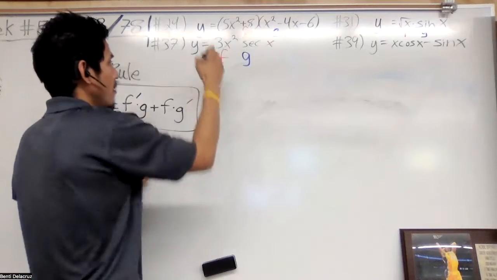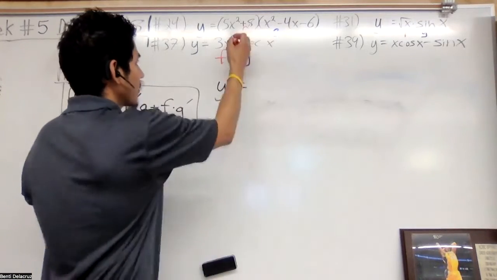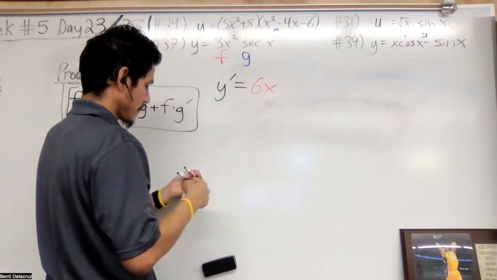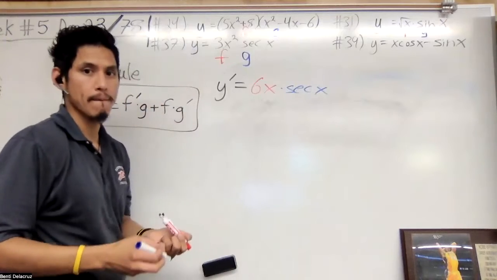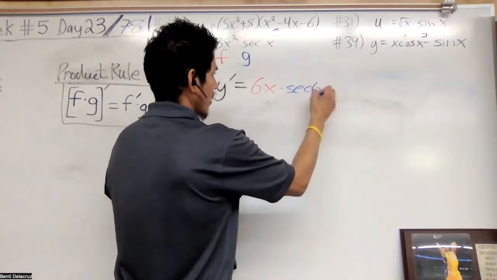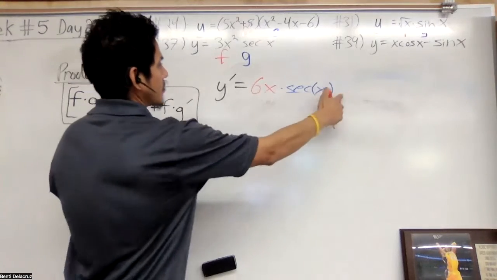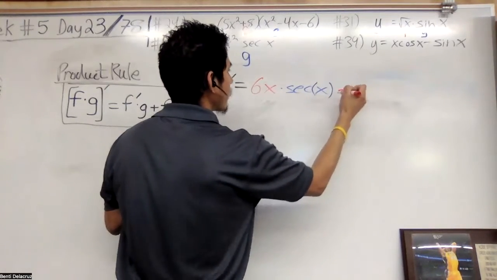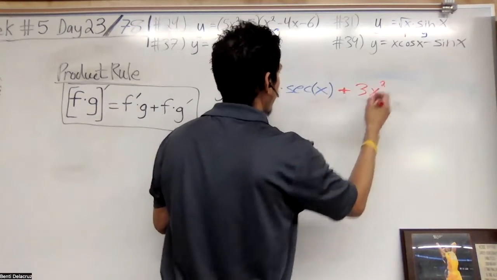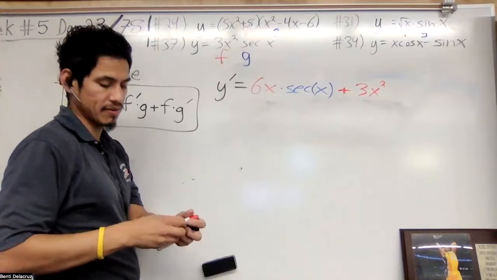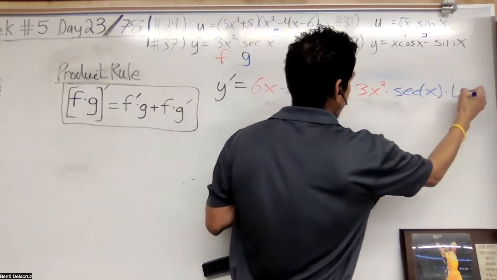And so if we want to find the derivative of y, y prime will be equal to the derivative of f. So f prime, using the power rule, will be 6x. Keep the secant of x the same. So 6x times the secant of x. All right, let me put that in parentheses because it tends to make it a little easier to understand. And add it to f, so just 3x squared. And then we multiply by the derivative of the secant of x. And that'll be secant of x times tangent of x.